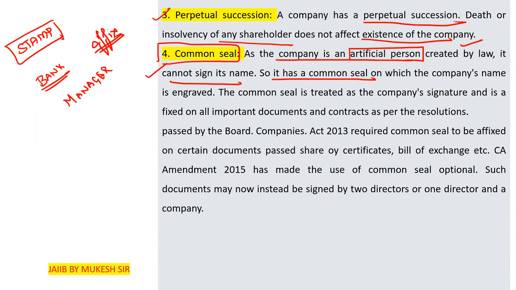So common seal: as the company is an artificial person created by the law, it cannot sign its name. So it has a common seal on which the company's name is engraved. The common seal is treated as the company's signature, and it is fixed on all the important documents.